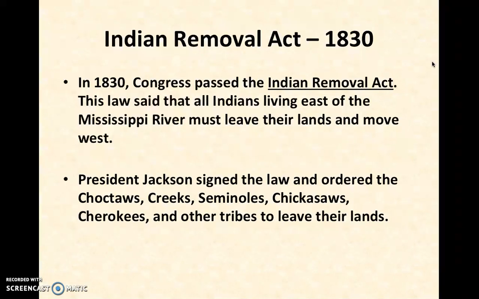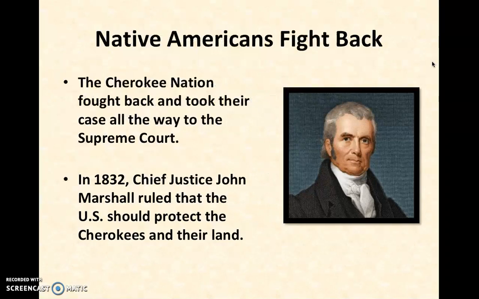The Indian Removal Act from 1830 passed in Congress, and it said that all Indians living east of the Mississippi River had to leave their lands and move west. President Jackson signed this law and ordered 5 different big tribes and a lot of other tribes to leave their lands and move west. Eventually, this became known as the Trail of Tears.